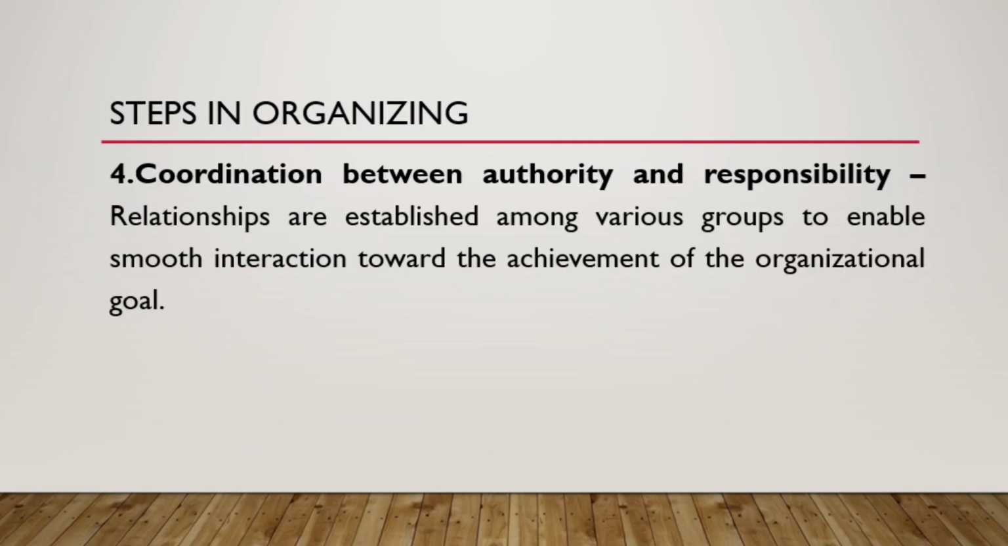Okay, so yung fourth step is coordination between authority and responsibility. So relationships are established among various groups to enable smooth interaction toward the achievement of the organizational goal. So yun yung sinasabi ko kanina. Yung ginagawa natin in order to achieve yung goal na set. Kasi each individual is made aware of the authority and he or she knows whom they have to take orders from and to whom they are accountable and to whom they have to report.